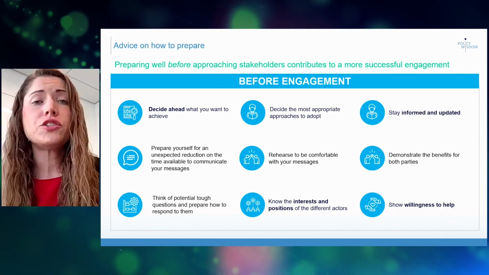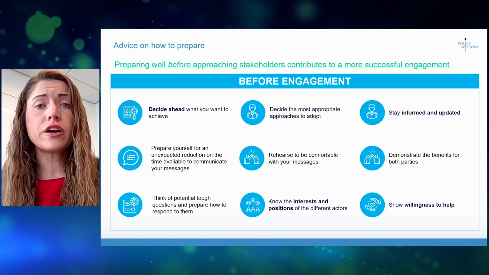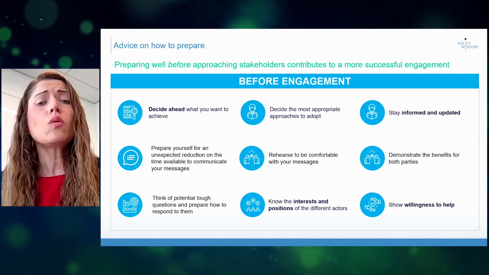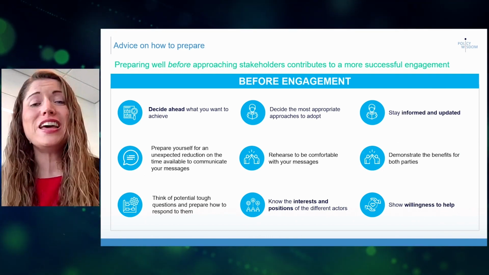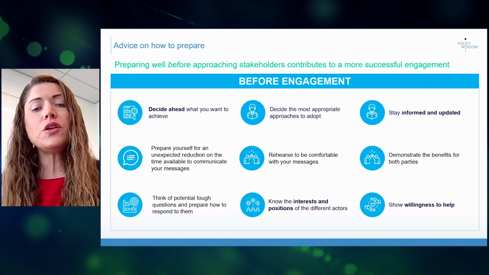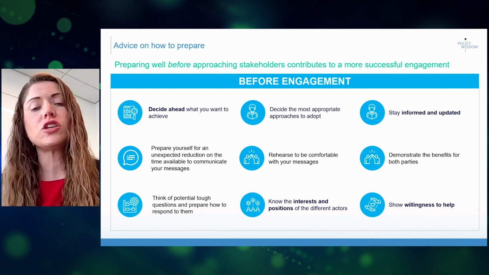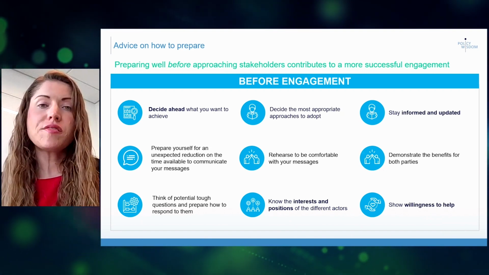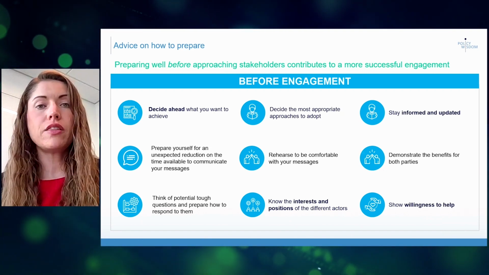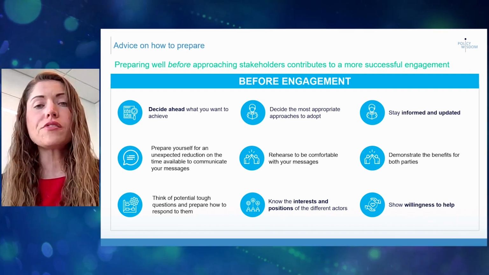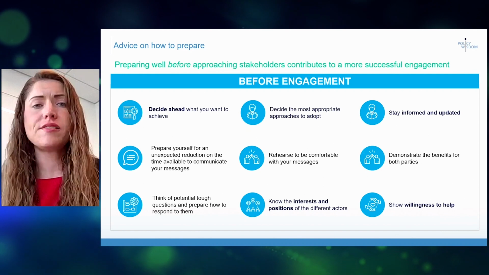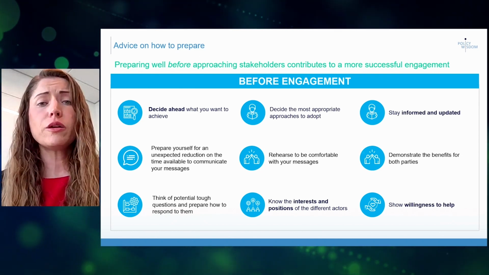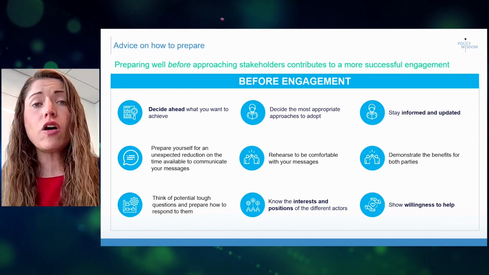Is it more appropriate to conduct a one-on-one meeting with your targeted audience, or is a policy forum or a roundtable more appropriate? Rehearse, and again, rehearse and rehearse in order to be comfortable with your messages. And know the interests and the positions of the different actors, which I'll talk a little bit more about in a moment. And stay informed and updated. And of course, not just on your particular objective and the topic that you're looking to advocate on, but also on any changes in the broader policy space that could impact audience perception or your objective as well. And then demonstrate the benefits for all the parties involved.